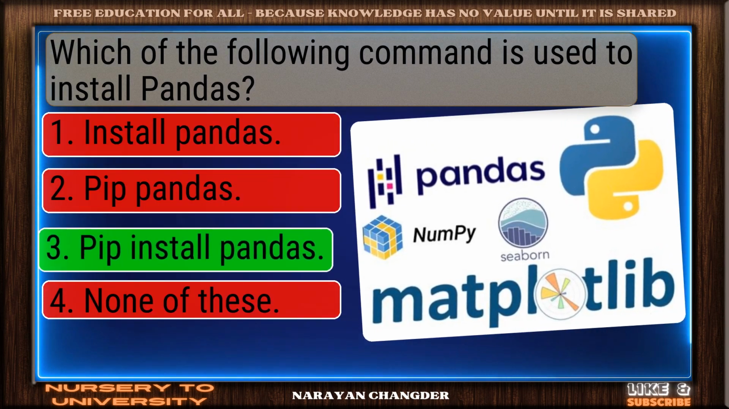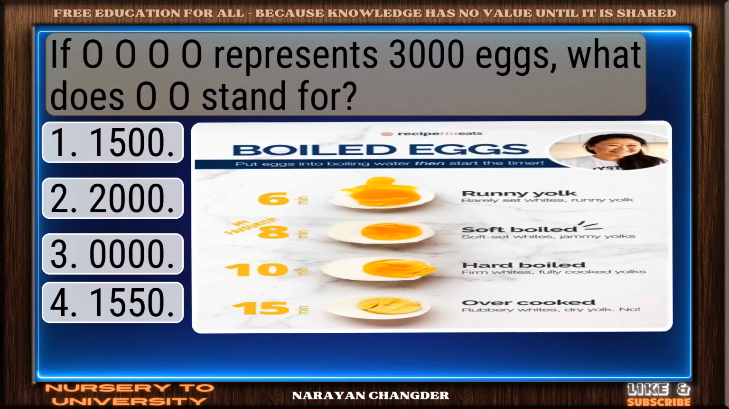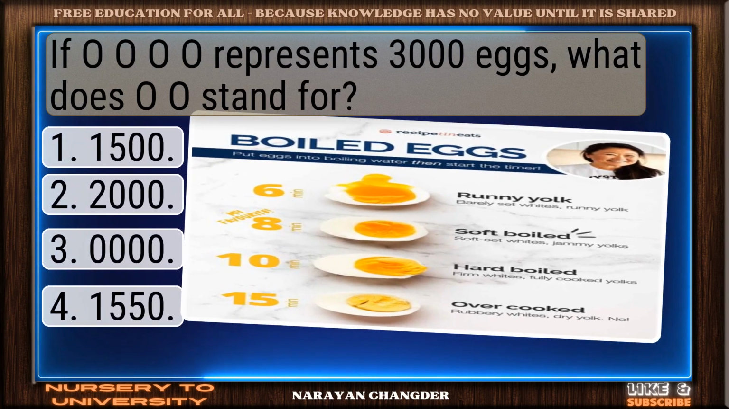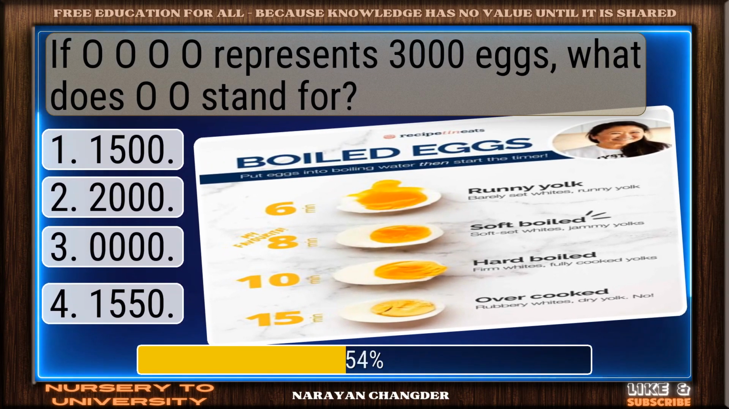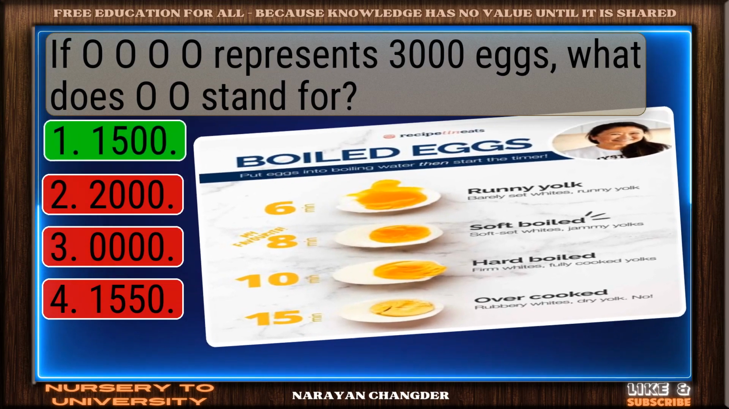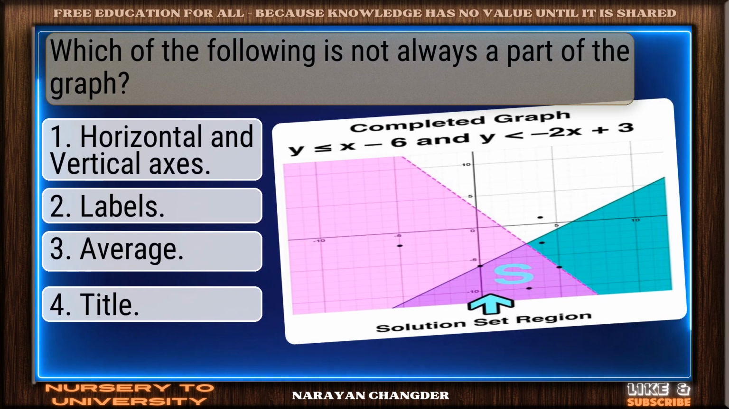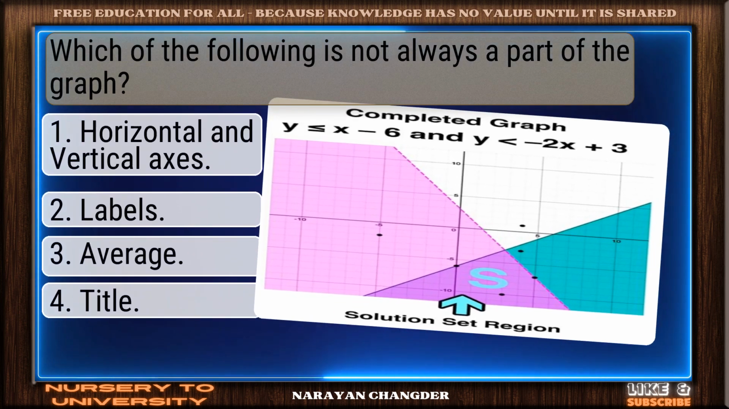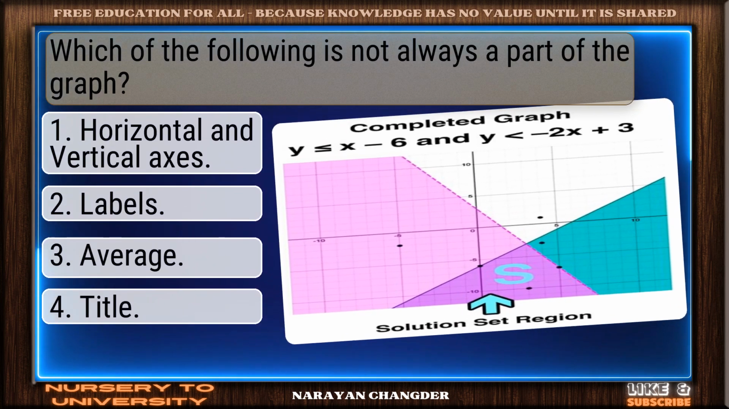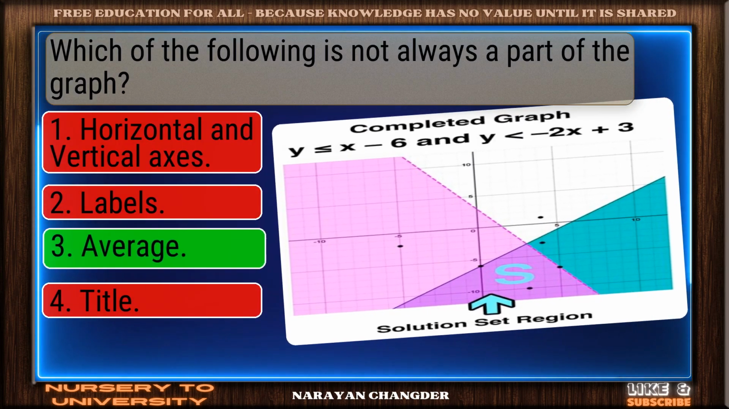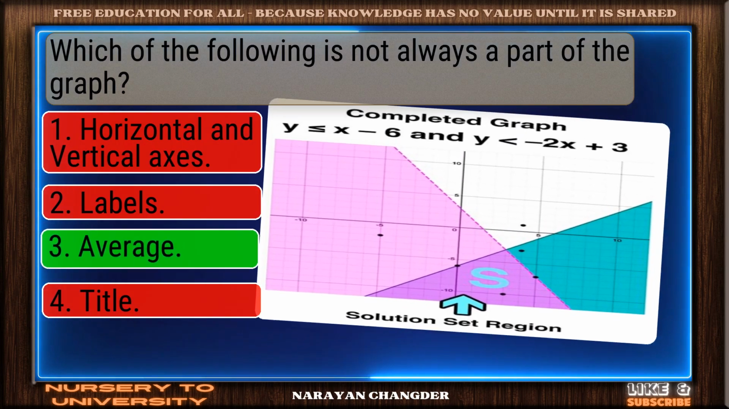Valid point. Pip install pandas is true. Question number 132. If O represents 3,000 eggs, what does O stand for? Great job. 1500 is the accurate answer. Question number 133. Which of the following is not always a part of the graph? On track. Average is the correct answer.